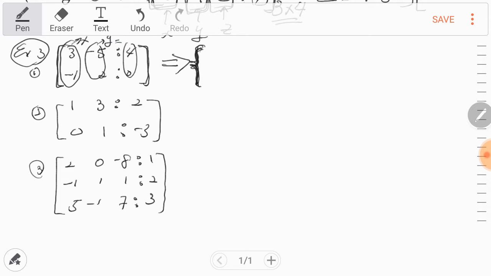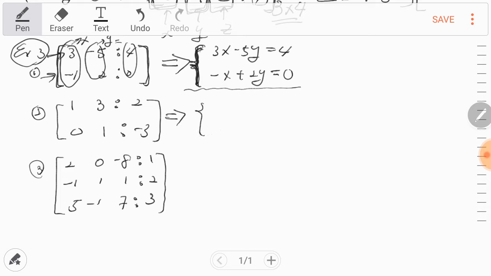So the first row will give you the first equation. So 3x minus 5y equals 4. And the second row is the second equation. So negative x plus 2y is equal to 0. So this is the system of two equations. Okay, let's try another one. Convert this matrix into a system of equations.